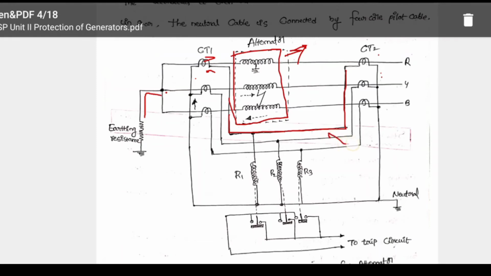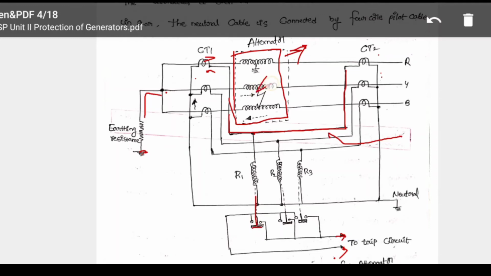RYB is the generated voltage. It is earthed through a resistance, and a low resistance has to be provided for earth. Actually it is a star connection alternator. The relay coils are connected between current transformers 1 and 2. R1, R2, R3 are the three relay coils, and these are connected to the trip circuit. This dotted line represents the relay in the inoperative condition. When the plunger moves upwards, it will close.